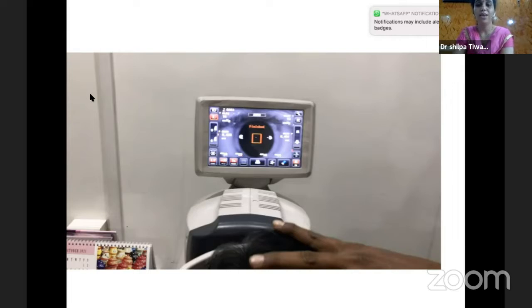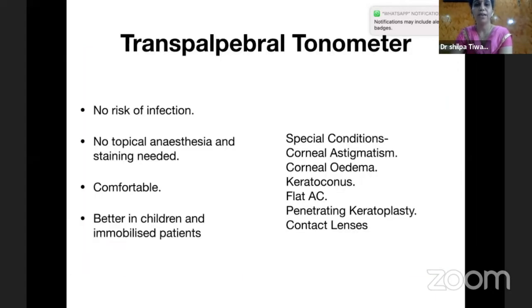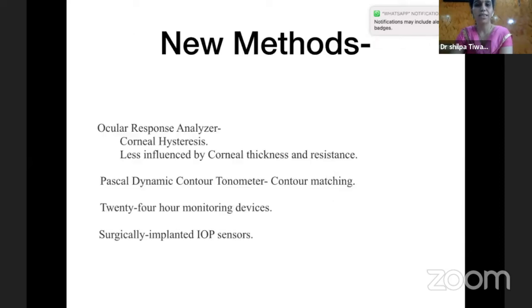NCT is usually done by paramedical staff, so we should train them and also take a review and take multiple readings in NCT to get a proper reliable reading. The transpalpebral tonometer is basically used in special conditions like corneal astigmatism, edema, keratoconus, flat AC, and contact lenses. A word about new methods.